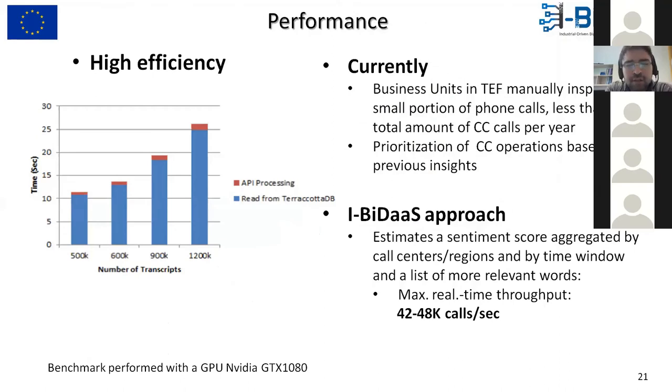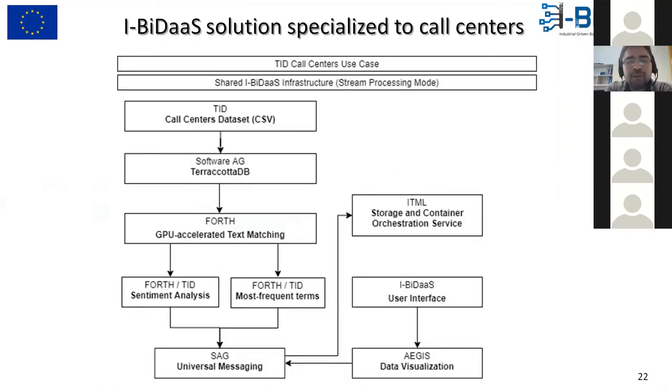In terms of performance, we can achieve a very high efficiency where we are able to process on the order of 40,000 calls per second. And again, you can see how the I-BiDaaS solution from the integration perspective can be specialized to this use case as well. Again, we are dealing with the stream processing mode, and you can see that we are incorporating several I-BiDaaS technologies, like, for example, the GPU accelerated tools from Ford, tools from ITML, Aegis, Software AG, and so forth.